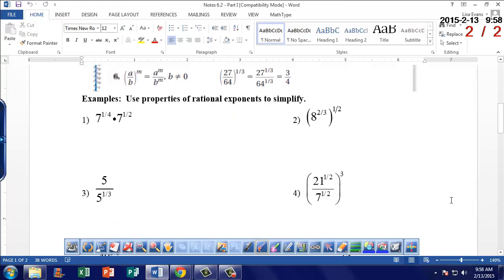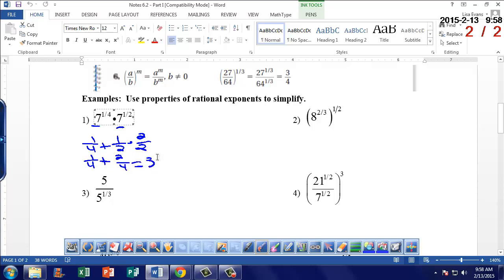Okay, number 1. So look at this problem. I have like bases. I have 7 and 7. When I have like bases, I know that I'm going to add the exponents. So you're adding 1/4 plus 1/2. Remember, when you add fractions, you need to get a common denominator. So I get 1/4 plus 2/4 equals 3/4. So you write your answer as 7 to the 3/4 power.